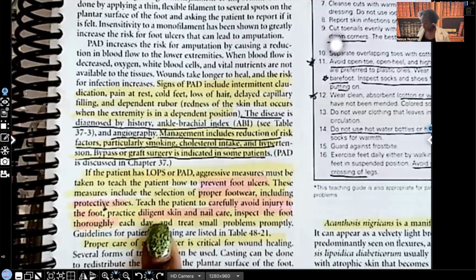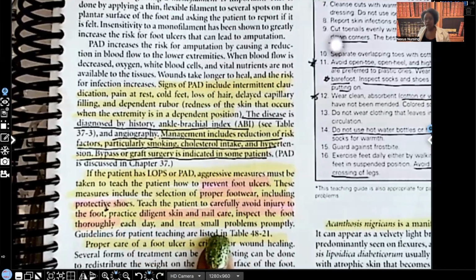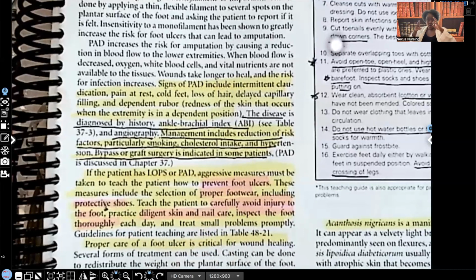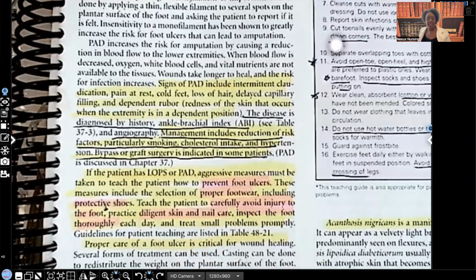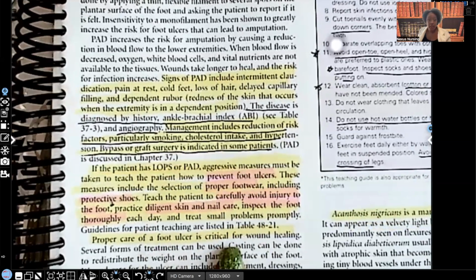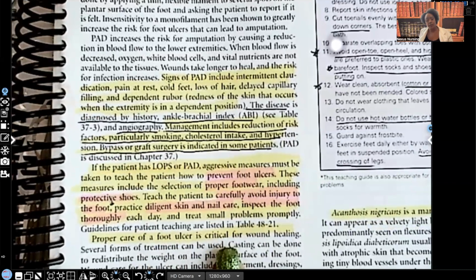Teach the patient to carefully avoid injury to the foot. Practice diligent skin care and nail care. Inspect the feet. How often? Every single day. Inspect the feet daily and treat small problems promptly. A small cut for a normal patient who does not have diabetes is a huge problem for diabetic patients. So look what it says: treat "small problems" promptly. A tiny little cut needs to be addressed because it could turn into a big problem tomorrow. Proper foot care is critical, essential, muy importante for wound healing.